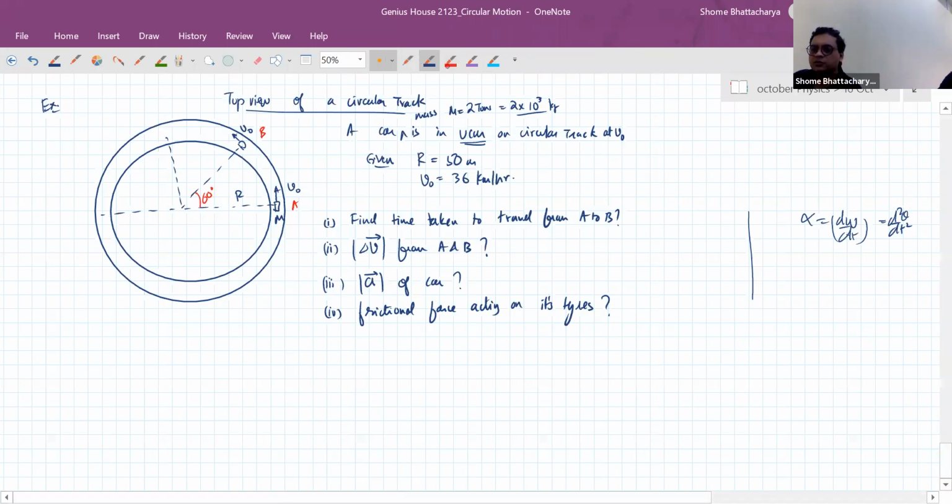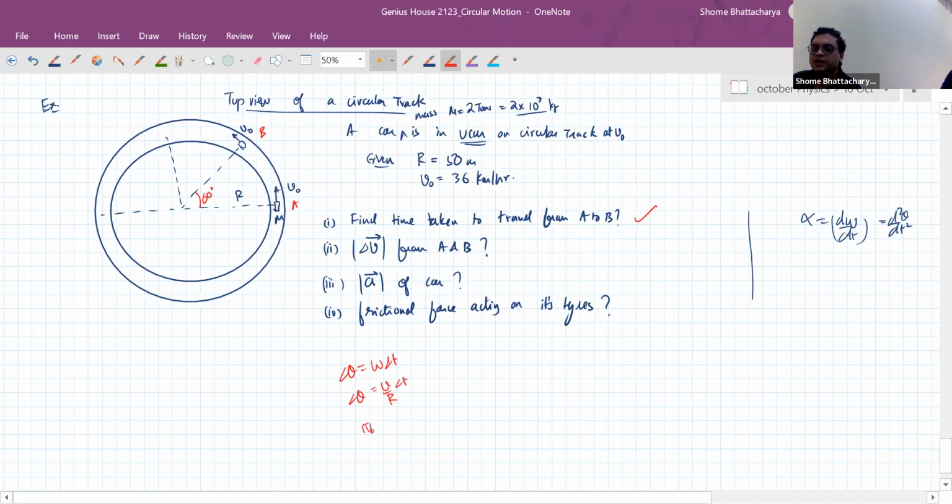Okay. So let's come to each of the parts now. You can see the time taken from A to B, are we ready to clear that? Okay. So delta theta should be equal to omega into delta t. That is the idea. And omega is what? V by R. So you can use this.